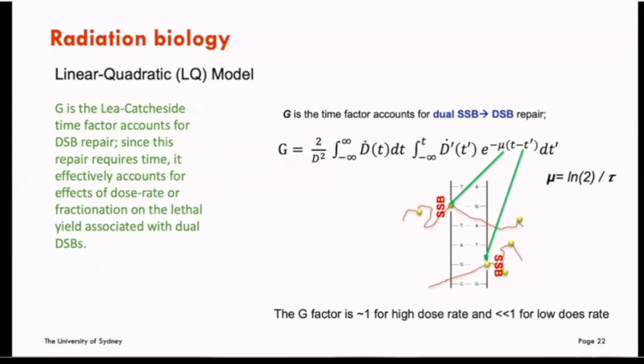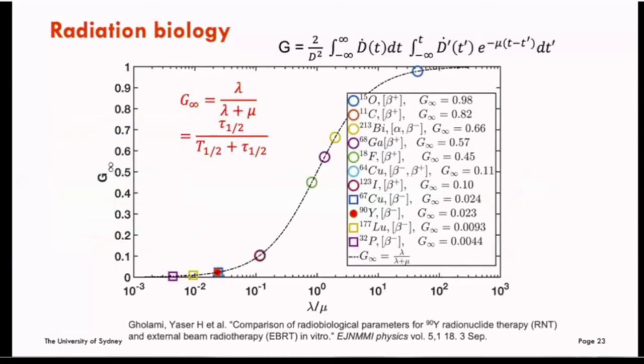In radiation biology, the G factor is used to account for the kinetics of DSB creation, repair, and misrepair, and derive a true fraction of surviving cells in an irradiated cell population. The G factor is 1 for a very high dose rate therapy, such as acute EBRT, but is much less than 1 for low dose rate treatment, which can be RNT. So the G factor can be simplified for RNT by considering the treatment time to go to infinity. And that will make the G factor only a function of the radionuclide and DNA repair half-life.